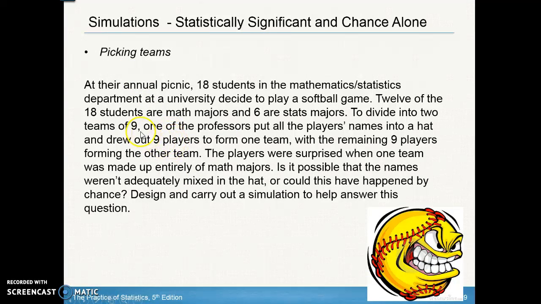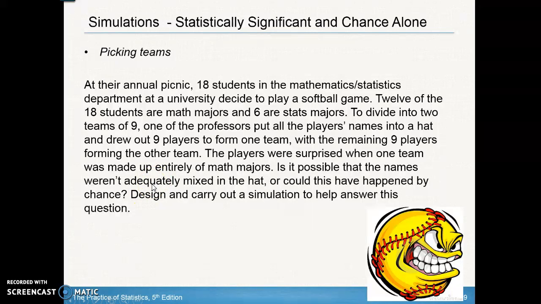Okay, so last one. At the annual picnic, 18 students in a mathematics or statistics department at a university decided to play a softball game. 12 of the 18 students are math majors, 6 are stat minors. To divide into 2 teams of 9, one of the professors put all the players' names into a hat and drew 9 players to form one team, with the remaining 9 players forming the other team. The players were surprised when one team was made up entirely of math majors. Is it possible that the names weren't adequately mixed in the hat, or could this have happened by chance?